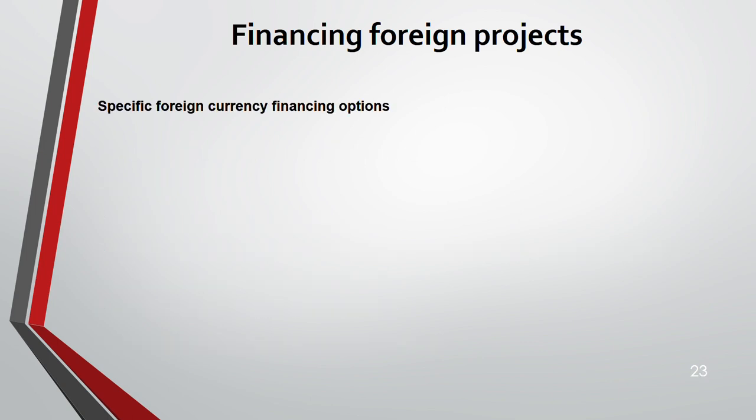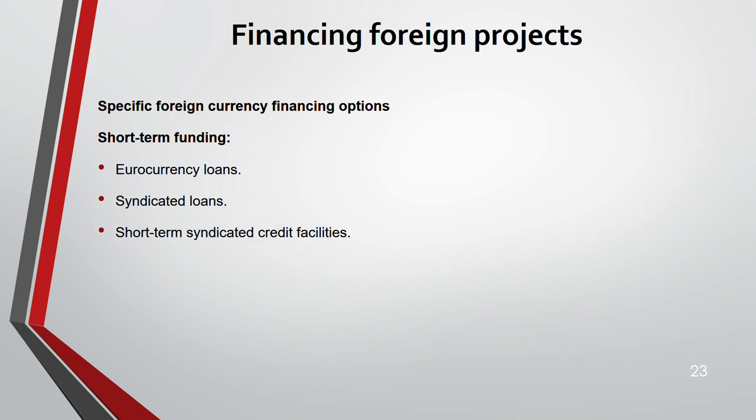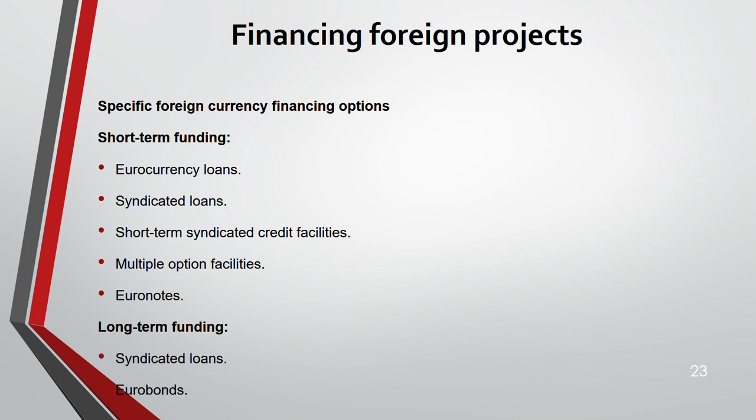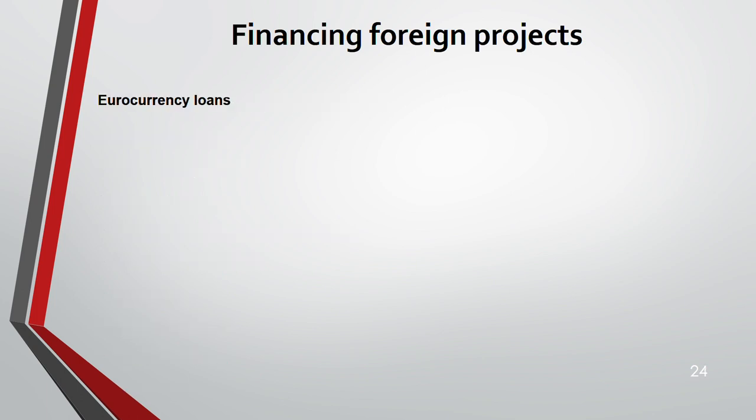Now, specific foreign currency options. For short-term funding, you can use euro currency loan, syndicated loan, short-term syndicated credit facility, multiple option facility, euro notes. All these things I'll be explaining to you in detail, what euro currency loans, syndicated loans and all mean. Just know the options. And long-term funding, and basically this financing part of foreign projects is asked for discussion. That's why you can say this is full theory. We don't have any question on this. So long-term funding, or syndicated loan could be long-term, and euro bond. Now let us go through each of these in detail.